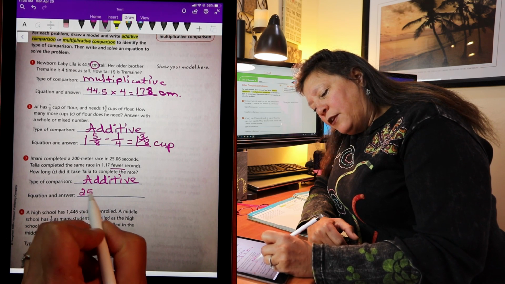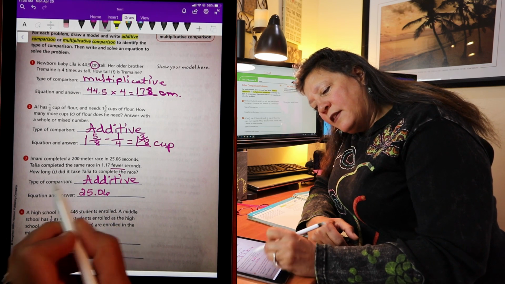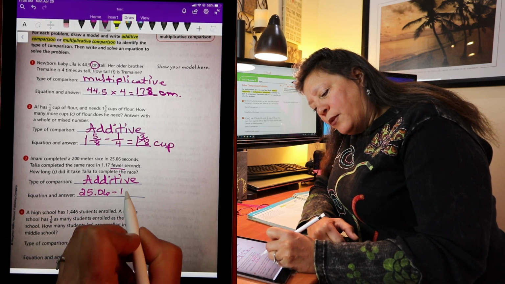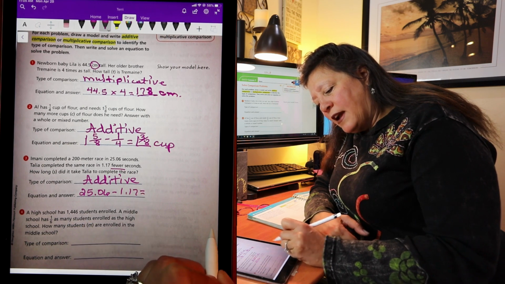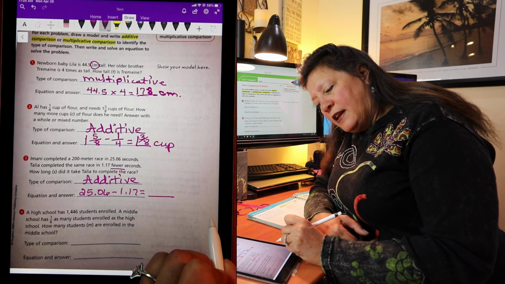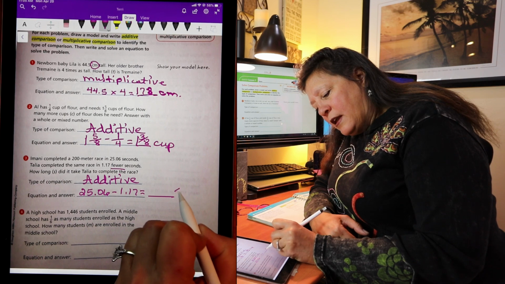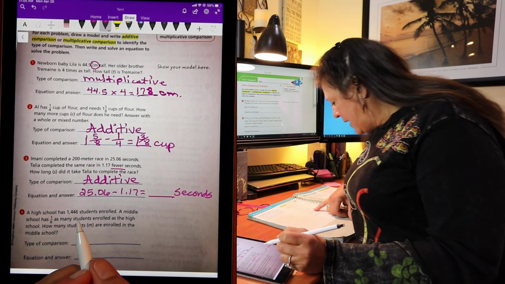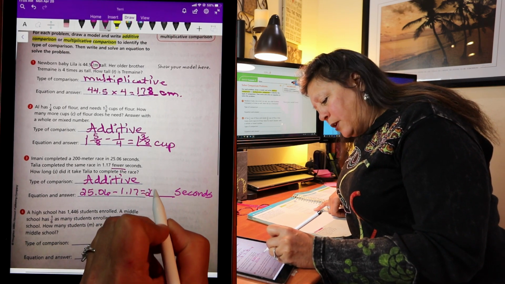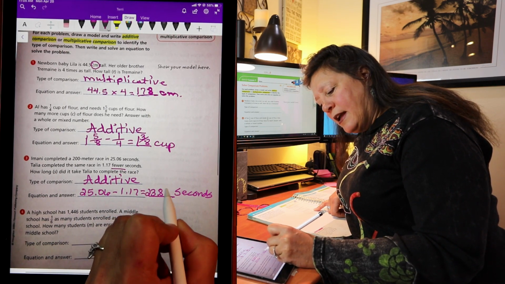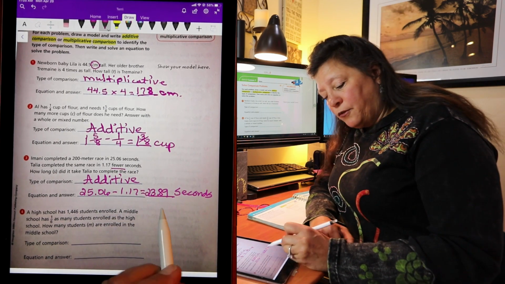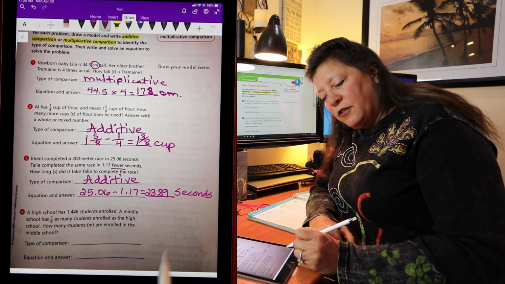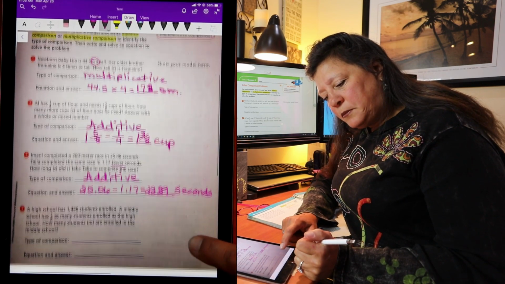So you're going to take your 25.06, and Talia was 1.17 fewer seconds. So you're going to get the answer there. And of course your label is going to be seconds. So when you subtract that out, you should get 23.89. Make sure to line up your decimals. Do the math and make sure that's the answer you get.